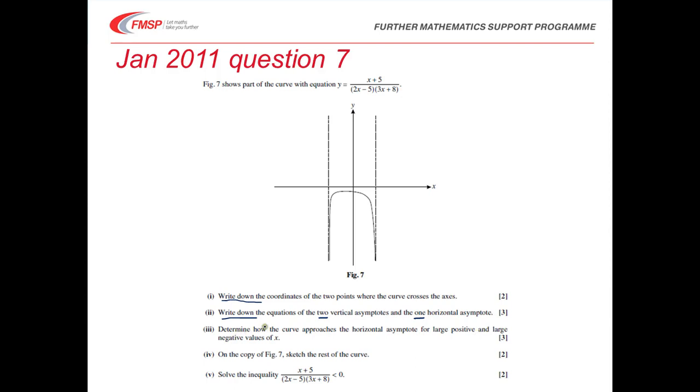For part 3, it says determine how the curve approaches the horizontal asymptote for large positive and large negative values of x. Then we've got to complete the sketch of the curve and solve an inequality. And notice that the inequality is only worth 2 marks, so clearly it's using the previous work. Use the graph to solve the inequality.